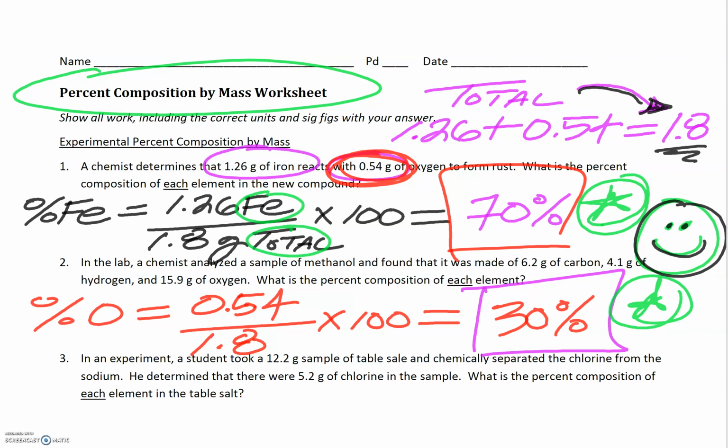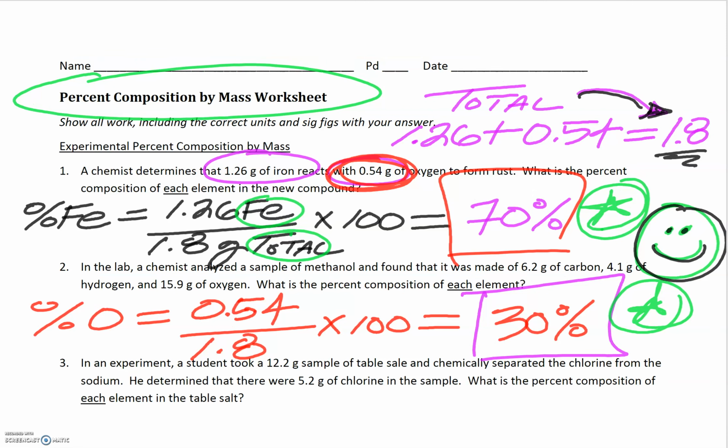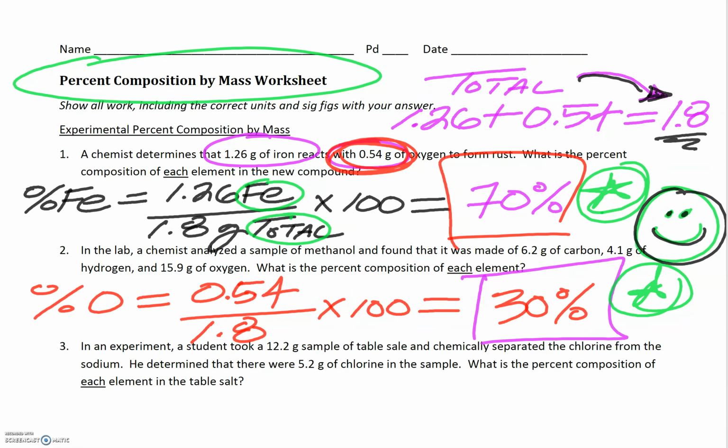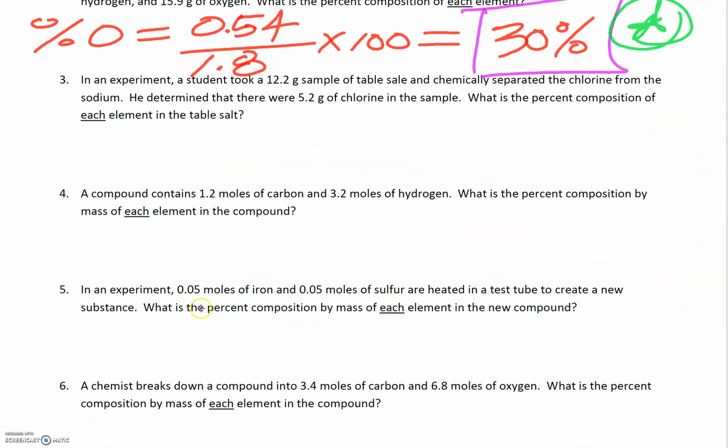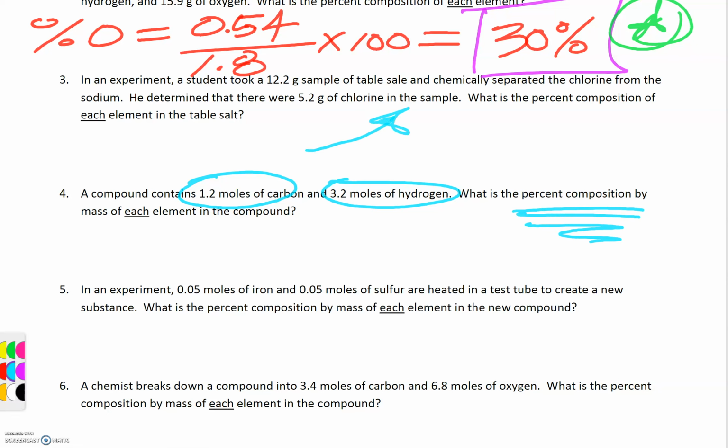Again, when you see something in moles, it's going to solve the same way. If we slide down here, we can take a look at moles. We've got 1.2 moles of carbon and 3.2 moles of hydrogen. It's still asking for percent composition. So you're going to solve it the same way as above, looking for totals and then looking for 2 percentages in this case. Same exact situation, so nothing different there.